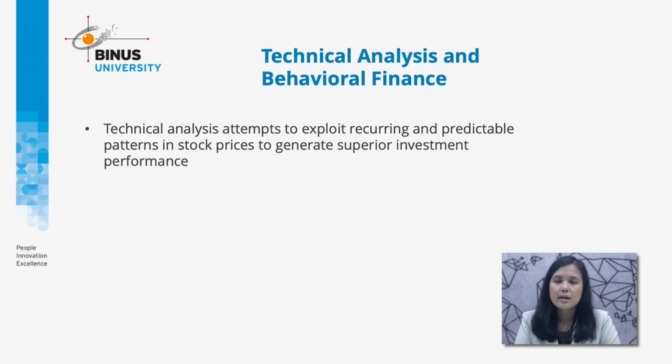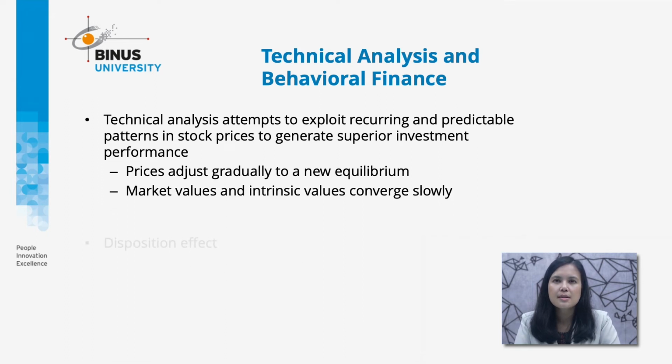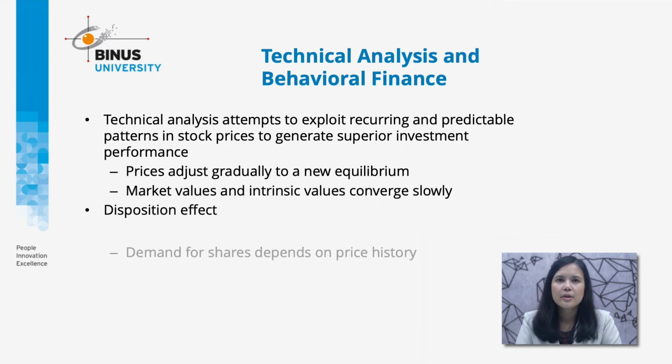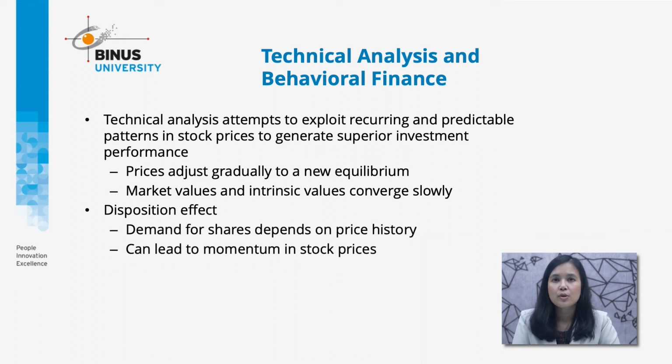Technical analysis attempts to exploit recurring and predictable patterns in stock prices to generate superior investment performance. Price adjusts gradually to a new equilibrium. It means that changes in the determinants of supply and demand result in a new equilibrium price and quantity. When there is a change in supply or demand, the old price will no longer be at equilibrium. Instead, there will be a shortage or surplus, and price will subsequently adjust until there is a new equilibrium.